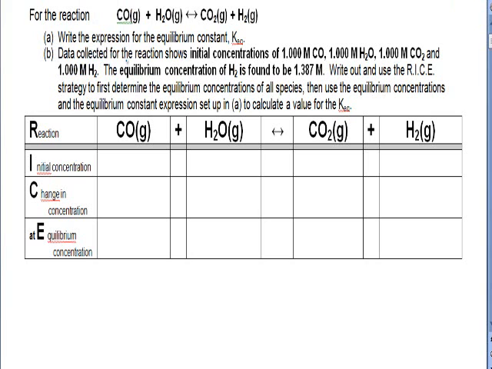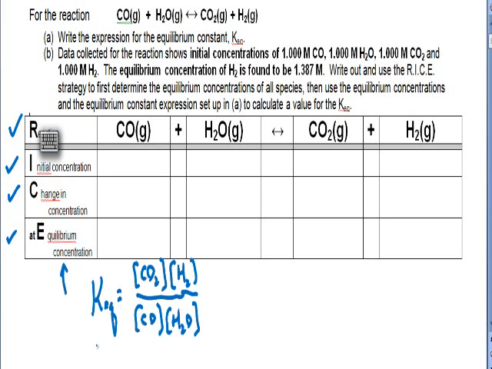Let's take a moment and go through how to use the RICE strategy to solve an equilibrium problem. RICE stands for reaction, then the initial concentration of the chemicals, the change in concentration, and then the at-equilibrium concentrations. The key thing here is trying to arrive at the at-equilibrium concentrations, because those are what we use to insert into our equilibrium constant expression.